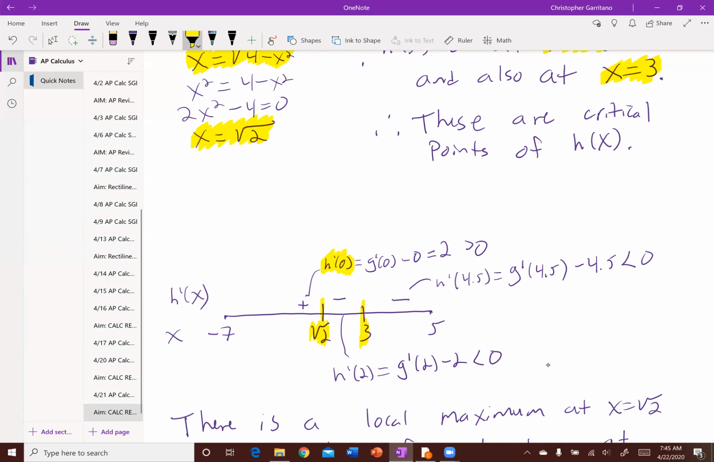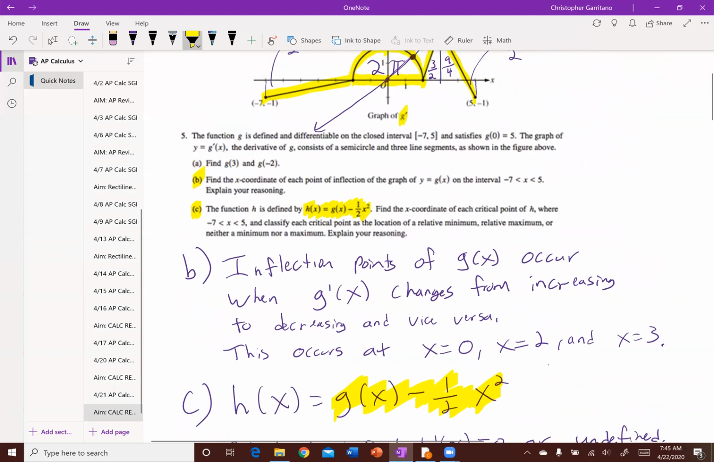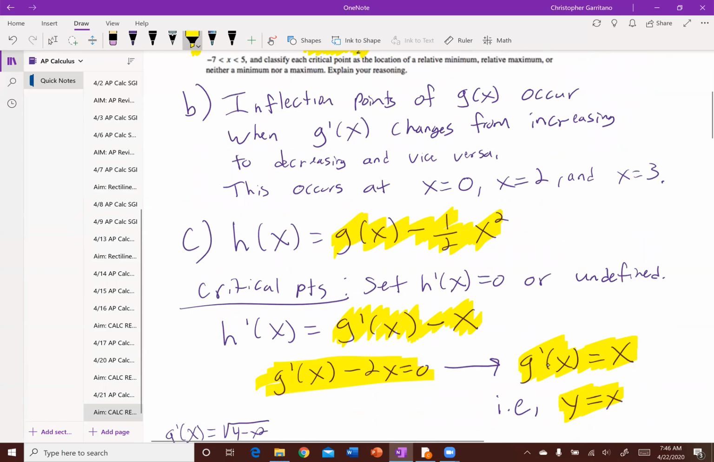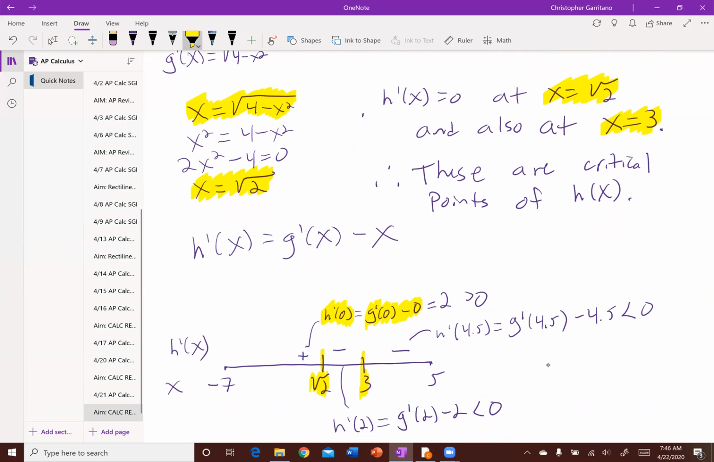And so in order to determine this, I need to find, well, g prime of 0 minus 0, right? Because remember, we determined before that h prime of x is equal to g prime of x minus x. That's the equation we're working with. So g prime of 0 minus 0, if you go back and look at the graph, g prime of 0 is up here. It's 2. 2 minus 0 is 2. And so really all I care about is that h prime of 0 is positive. And so I've identified here that the derivative is positive when we are to the left of radical 2.